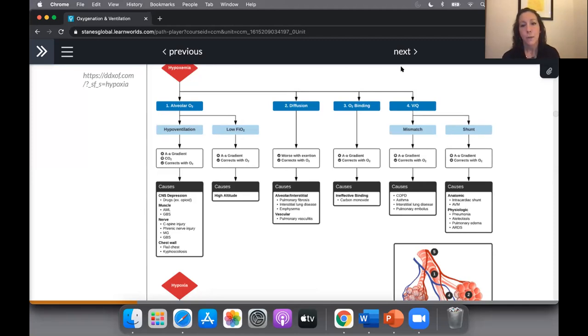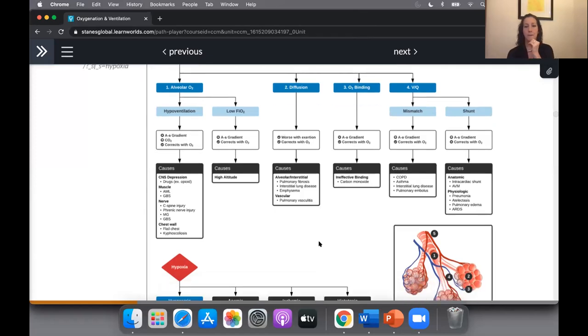Can someone tell me, this is time for entering answers into a chat box again, when we talk about VQ mismatch, so we talk about dead space and shunt, what is the definition of dead space and what is the definition of shunt? There's a way that I remember these two, but I'm hoping that you can type those answers. What is a classic definition of dead space and what is a classic definition of shunt?